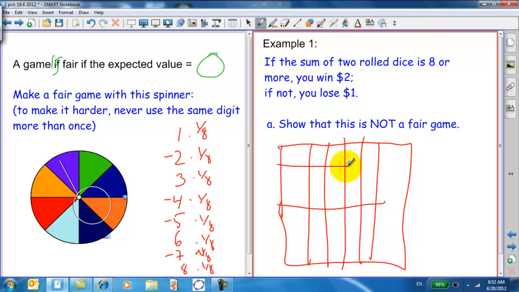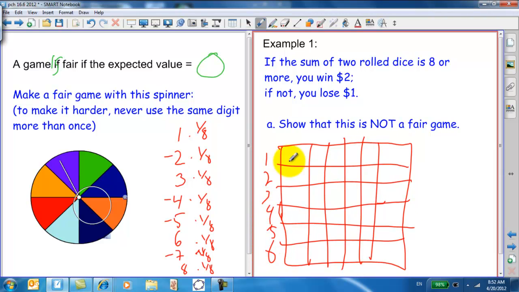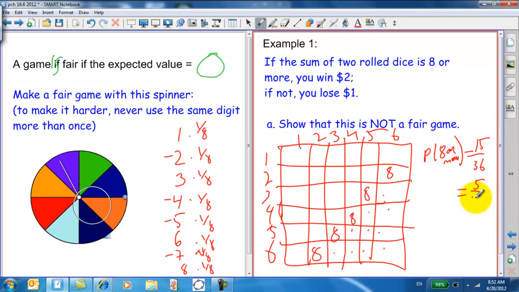And we get 8 or more when basically you have a 6 and a 2. 1, 2, 3, 4, 5, 6. 1, 2, 3, 4, 5, 6. You get the 8s here, here, here, here, and here, and 8 or more then. So the probability of 8 or more equals 1, 2, 3, 4, 5, 6, 7, 8, 9, 10, 11, 12, 13, 14, 15. 15 out of the 36, which reduces, take out a 3, to 5/12.